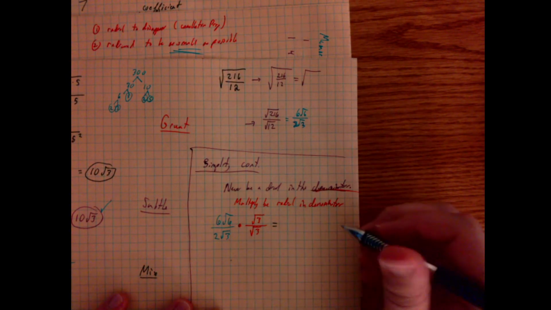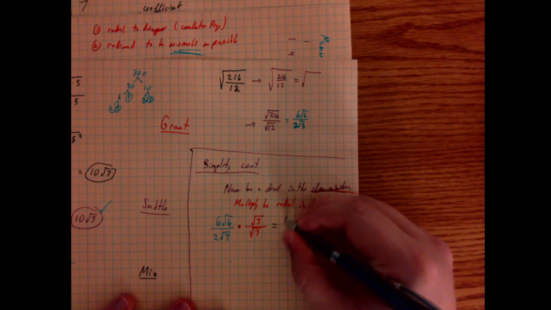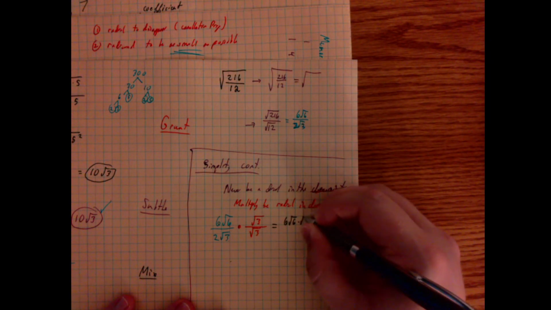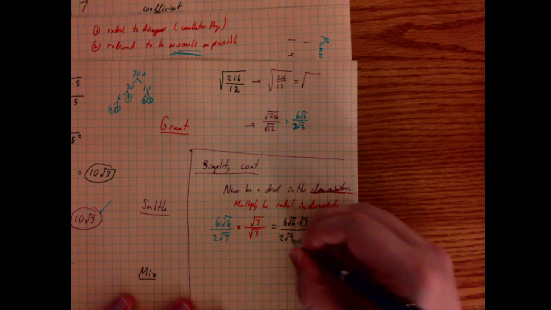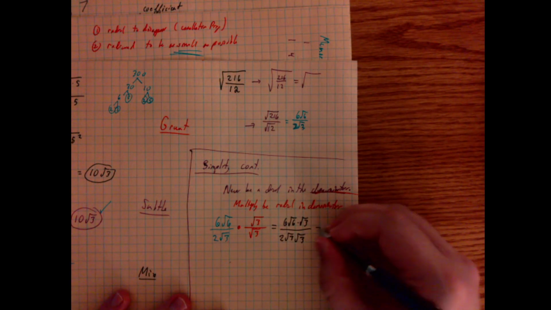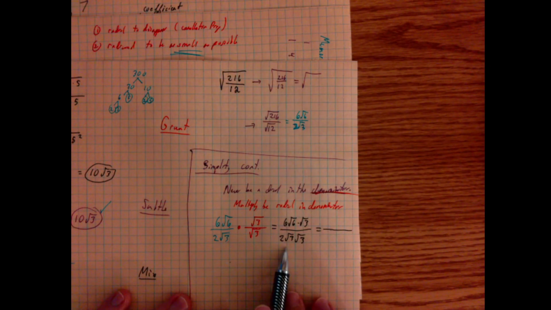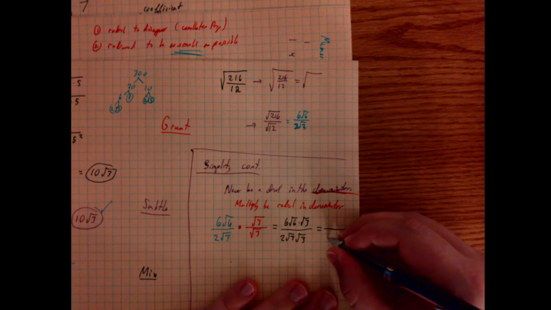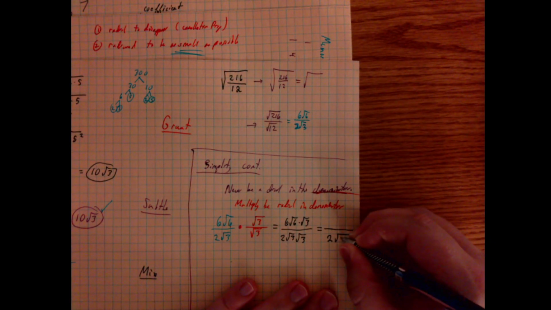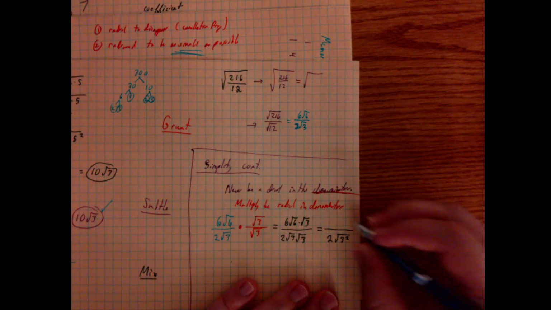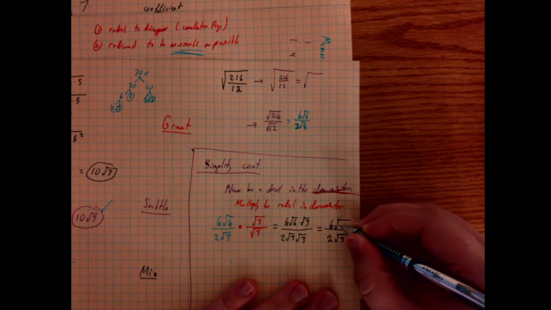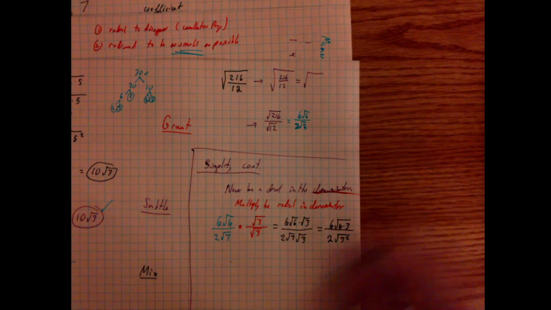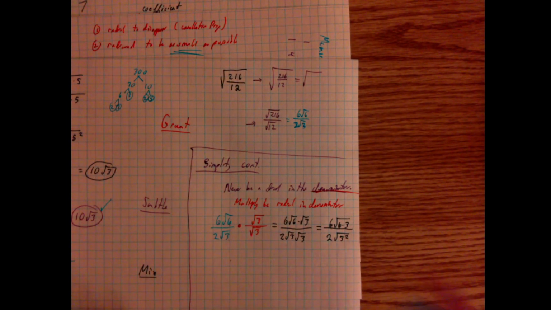Well, take a look. On top, we end up with 6 radical 6 times radical 3. On bottom, we end up with 2 radical 3 times radical 3. On bottom, we could merge these two radicals together, meaning we end up with 2 radical 3 times 3, which would be 3 squared. And on top, we could merge those two radicals together, 6 square root of 6 times 3. And then we could simplify some more.